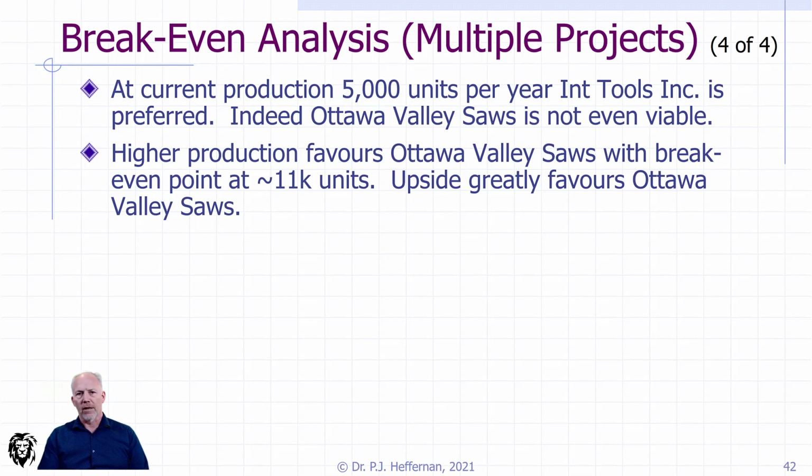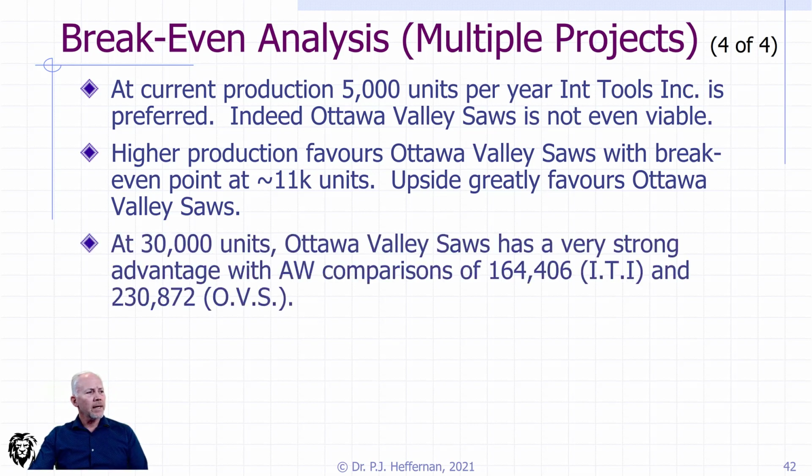Upside greatly favors the Ottawa Valley Saws. If we really do realize some of that high-end production growth, we're going to want to be on the lower per unit cost option. And at 30,000 units, Ottawa Valley Saws has a very strong advantage, with annual worth comparisons of 164,000 for ITI versus 230,000 for Ottawa Valley Saws.